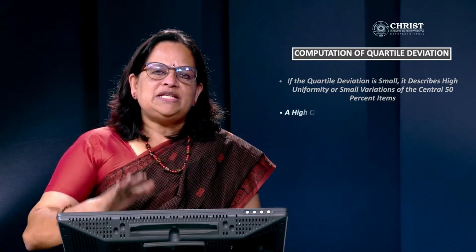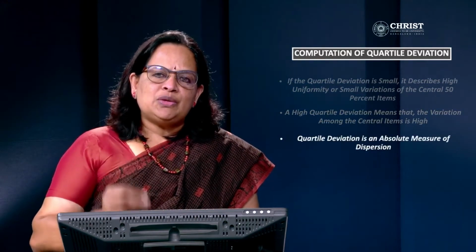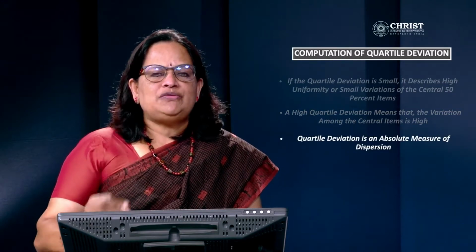Now, when we calculate quartile deviation, if we get a small value, we can say that there is high uniformity for the 50% values. But if you get a relatively high quartile deviation, that means there is high variation among the middle 50% of the values. Now, you have to remember that quartile deviation is an absolute measure of dispersion.